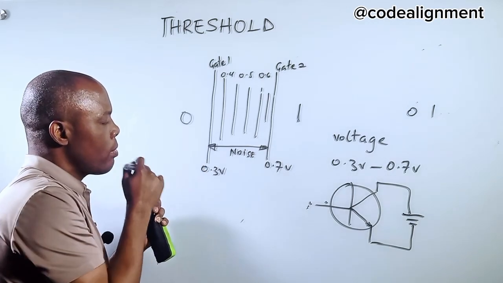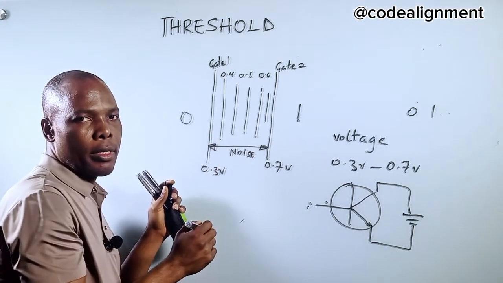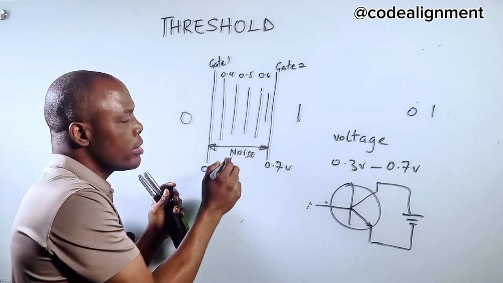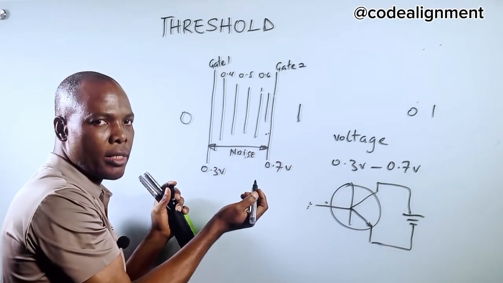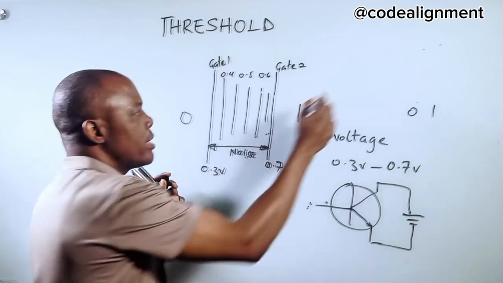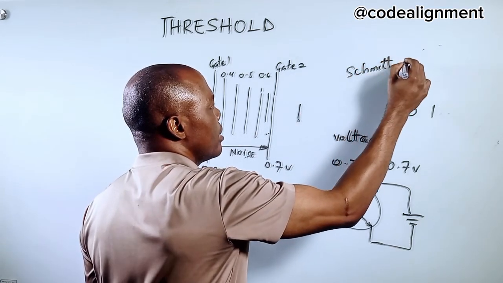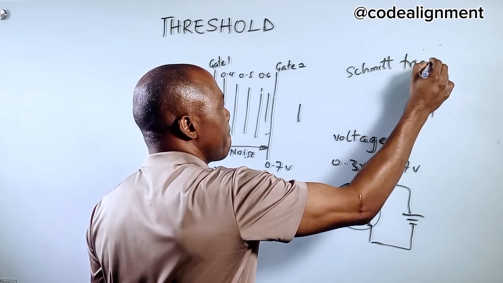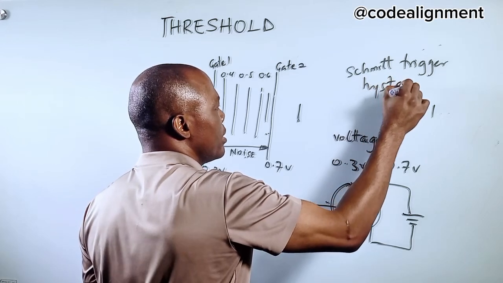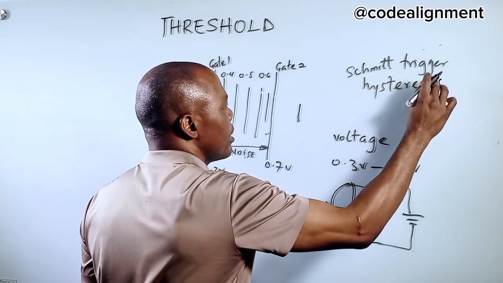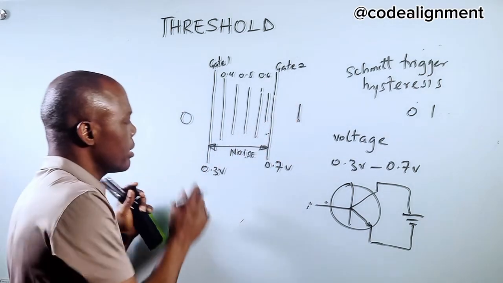Now, what happens here? This noise can oscillate this place to either 0 or 1, right? But no. There is a concept called the Schmitt trigger. So there is this what? Hysteresis. What is this saying? What this is simply saying is this.